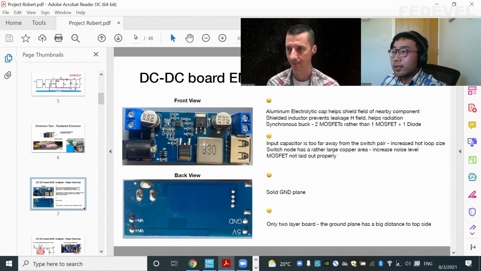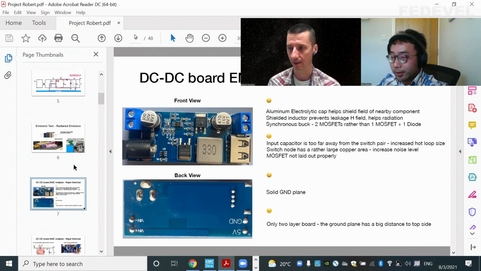But the downside of this design is the input capacitor, which is here, is very far away from the switch, which will increase the hot loop area, which we'll show you later. The switch node has a very large copper area. Again, details are coming. And the MOSFET is not laid out properly. They are far from each other, and the connection between the MOSFETs and inductor is very large. That's what we will see.